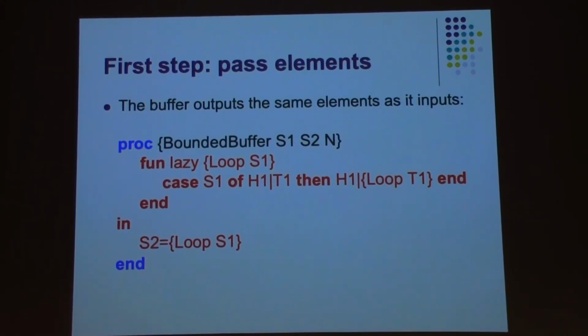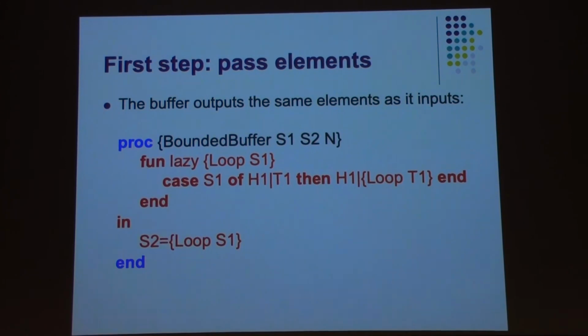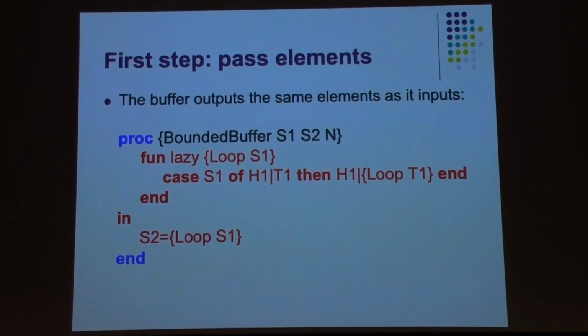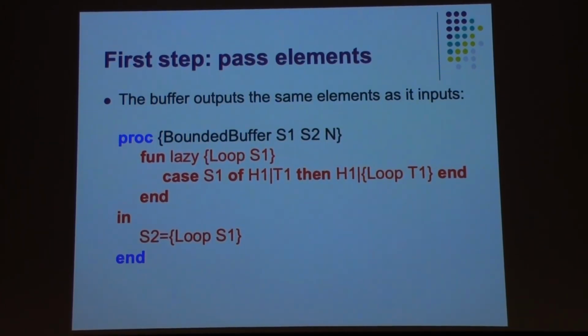Okay, so the first step is easy. All the elements coming in on S1 have to go out. The bounded buffer does not change any elements. It does not reorder elements. All the elements coming in have to go out. It's logical. It's just that they go out at a different time, but they go out.